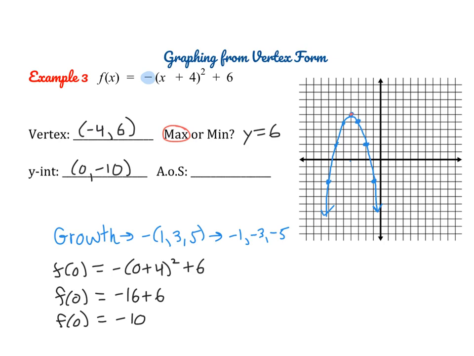And last, our axis of symmetry is the vertical line that goes straight through our vertex. So we say x equals, and it's always the x value of your vertex.